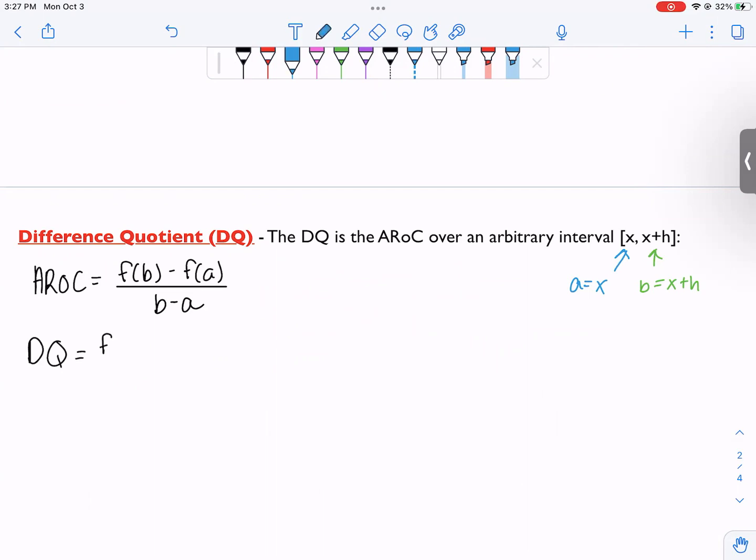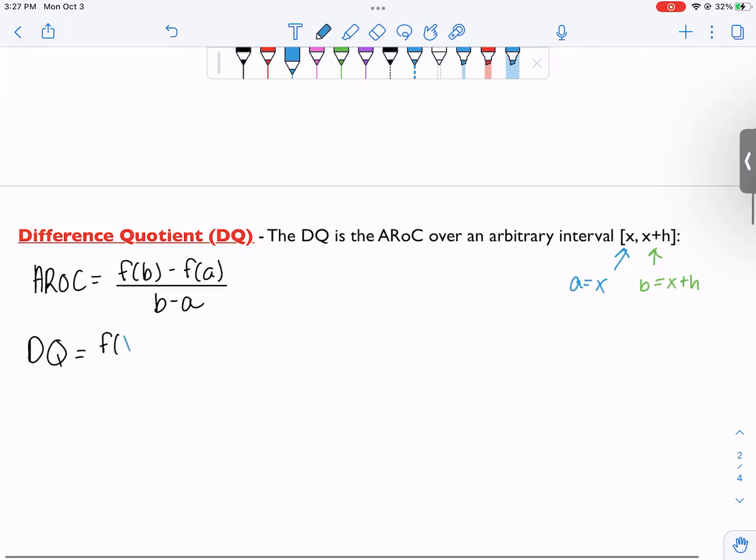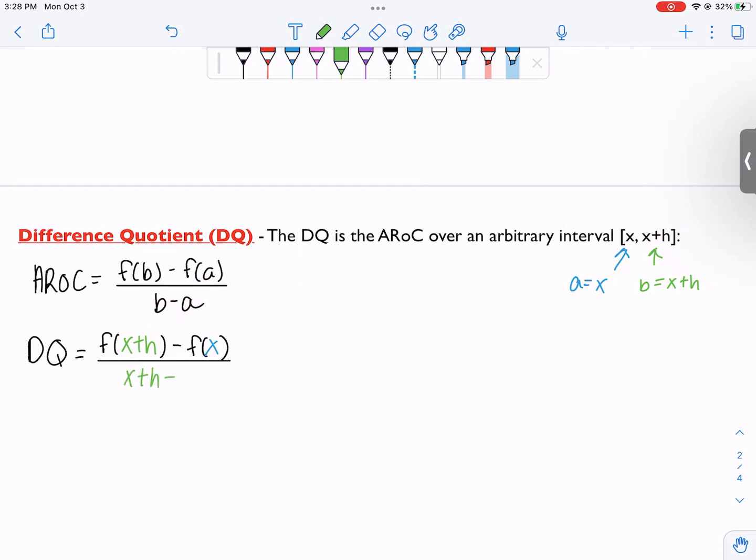So this is f of x... Not f of x, a is x, b is x plus h. F of x plus h minus f of x. All right, this is that top portion, f of b, that's f of x plus h, f of a, that's f of x, and then b, x plus h, minus a, which is x.